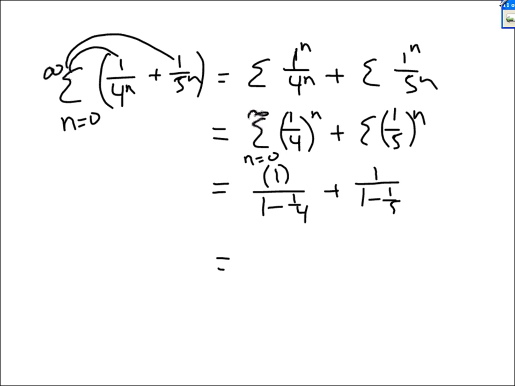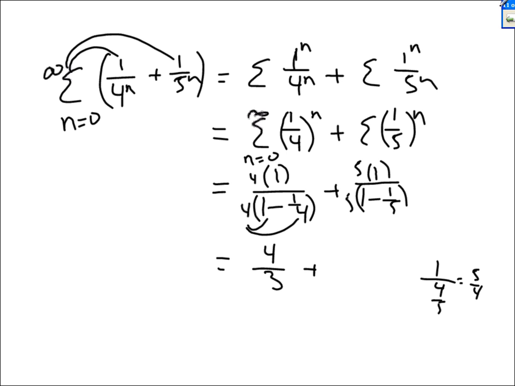You can multiply the top and the bottom by 4. 4 times 1 is 4, and here you get 4 minus 1 is 3. For this one, you can say it's 1 over 4/5, which becomes 5/4, or you can multiply top and bottom by 5. 5 times 1 is 5 over 5 minus 1 is 4. And I guess the total is 31 over 12.